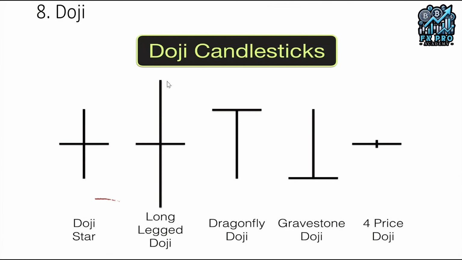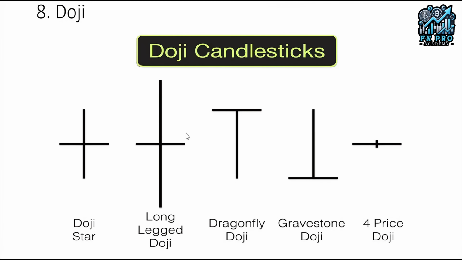Next, we move on to another type of candlestick, the doji. The doji has a unique characteristic compared to other candlesticks. That is, its opening and closing prices are the same. The opening and closing prices are equal, so the candlestick doesn't really have a body. There are several types of doji candles, such as the Doji Star. The name translates as Star Doji.